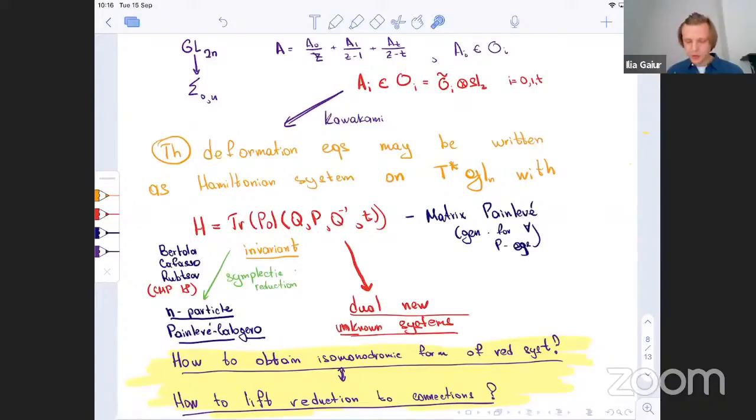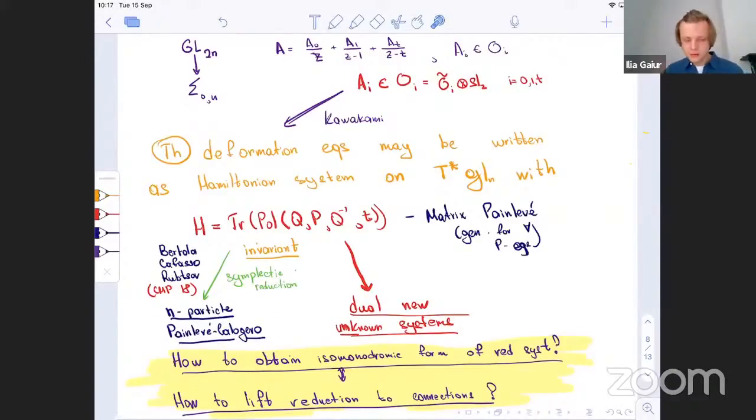They can be generalized for all Painlevé-type equations, so not only for P6, but also for P5, P4, and so on. And as you can see, these Hamiltonians are invariants of the adjoint action of a group. That means that we can do a reduction for these Hamiltonians. And I think a beautiful result by Bertola, Cafasso, and Rubtsov was that the symplectic reduction of these systems gives us n-particle Painlevé-Calogero systems.